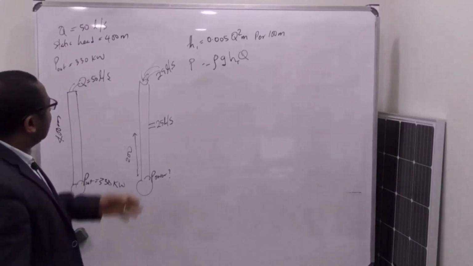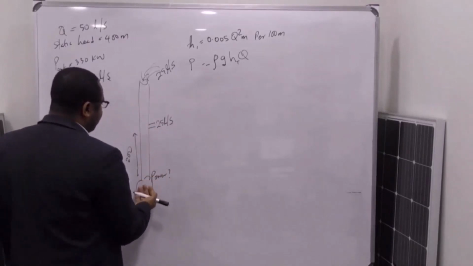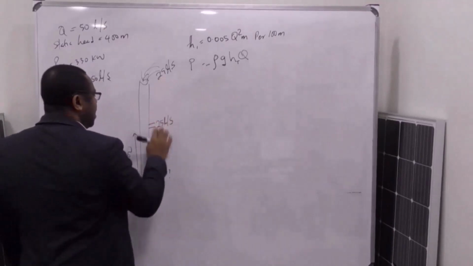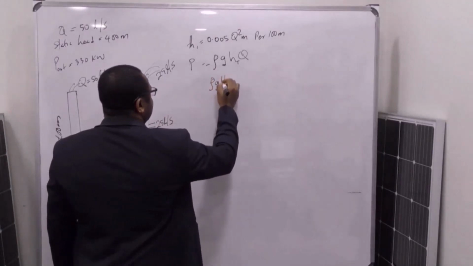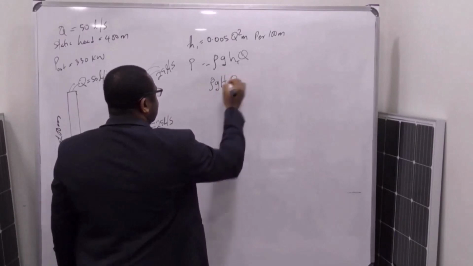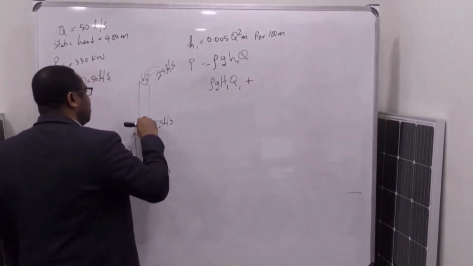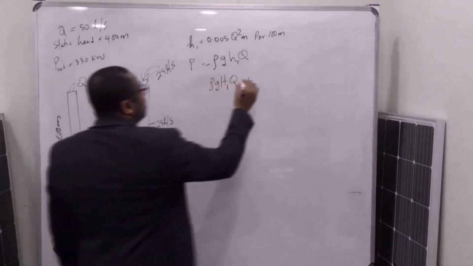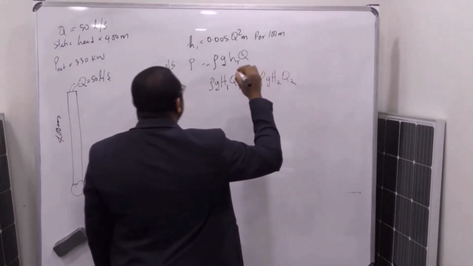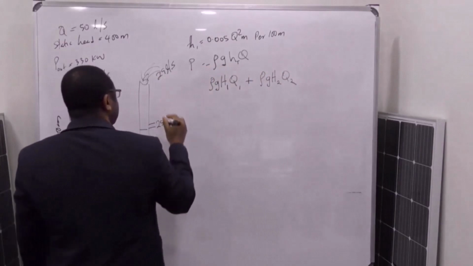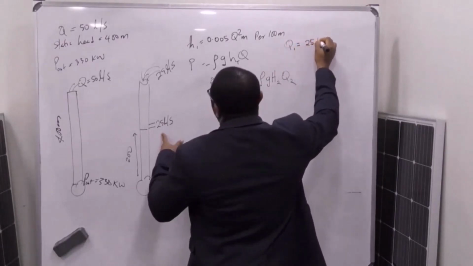But here I'm just going to get the power to move this from here up to this point, rho G H1 Q1, and I'll add it with the power to move the remaining liquid, that is 29, from here to here, rho G H2 Q2. So here is Q1. Q1 is 25 plus 29.